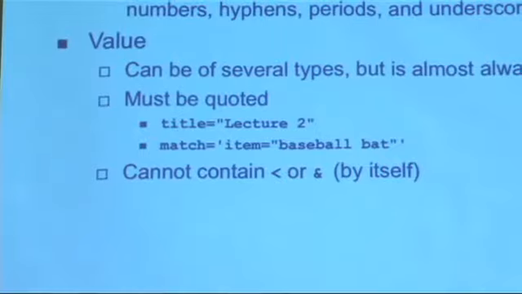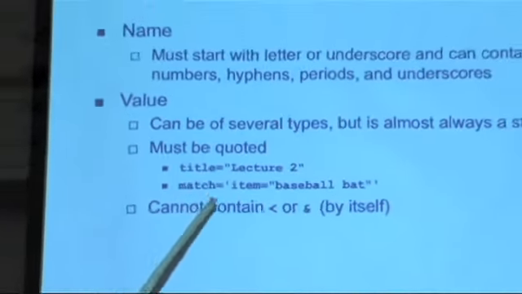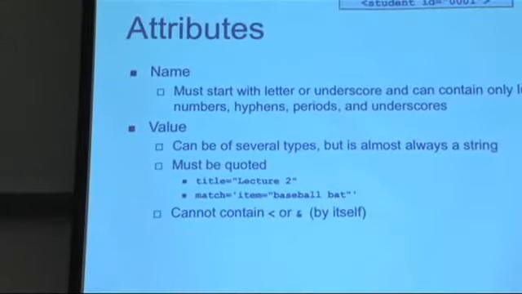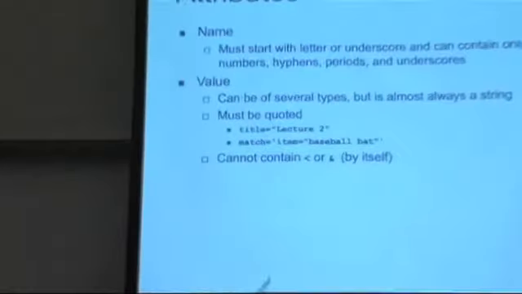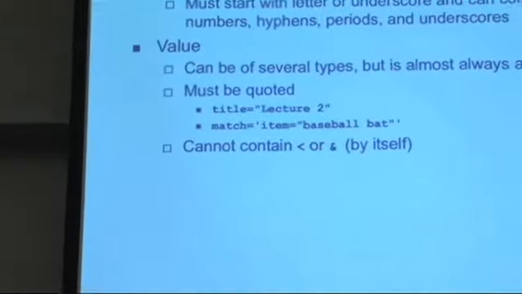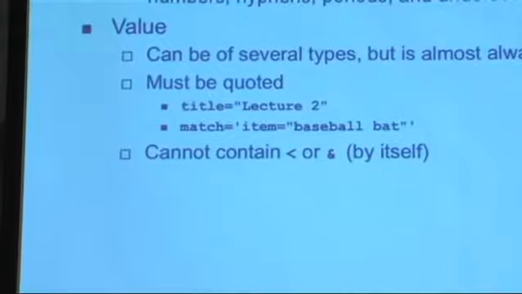So you could do something like match equals quote unquote item equals quote unquote baseball bat, so long as you take care not to commingle quotes. And finally, the most important thing, you cannot have those in attributes. So what do you end up doing if you desperately need to have an open bracket inside of an attribute?